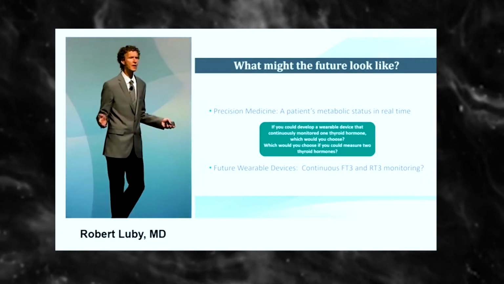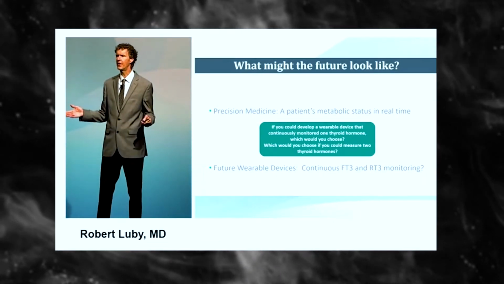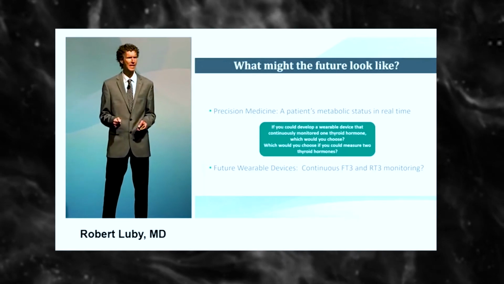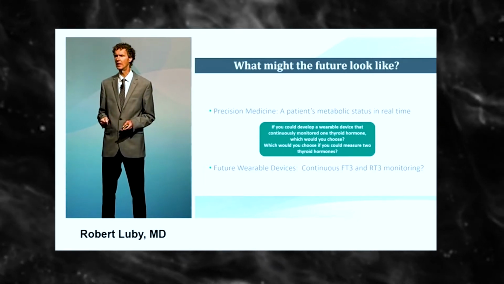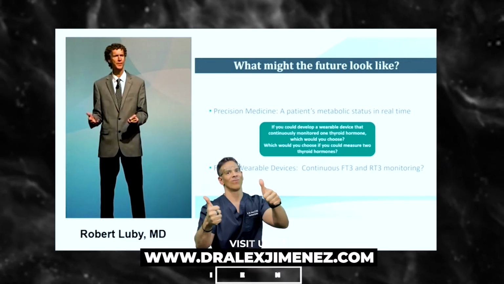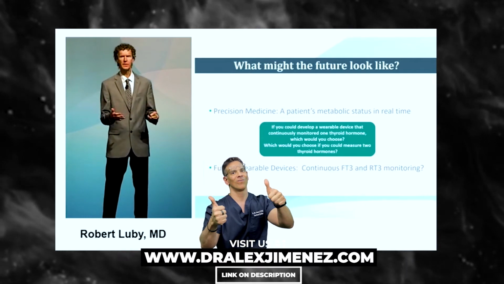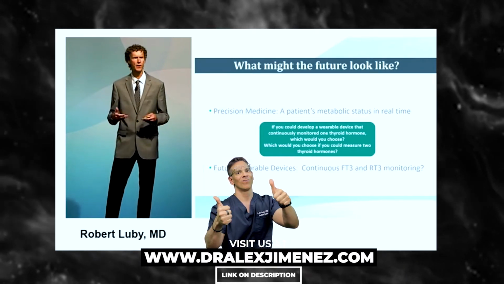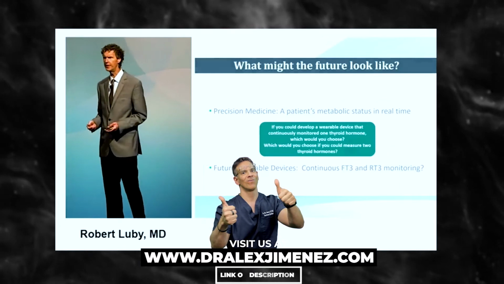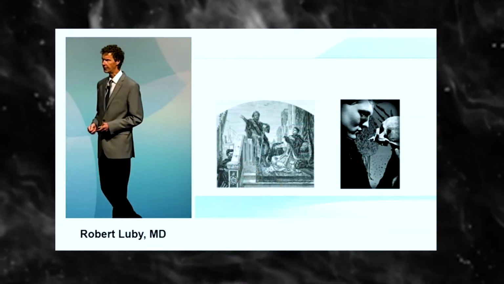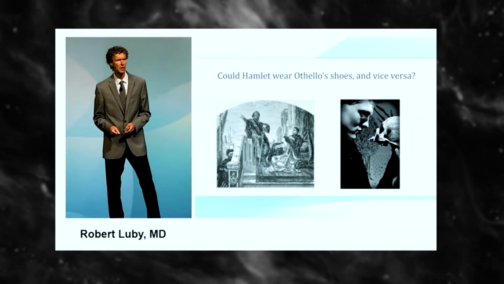Okay, so now we're left with a clinical situation: my patient's thyroid TSH is normal, and yet I know that their function might not be normal or optimal. I know I can make them feel better if I can motivate them to make some changes in their life and in their environment. How do we explain this to patients? Let's return to my Hamlet and my Othello.